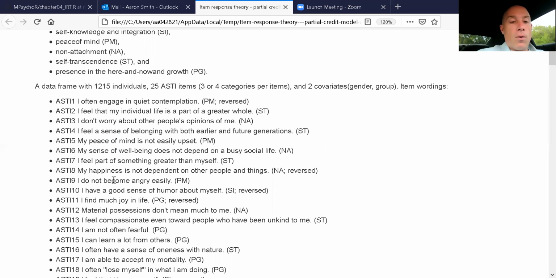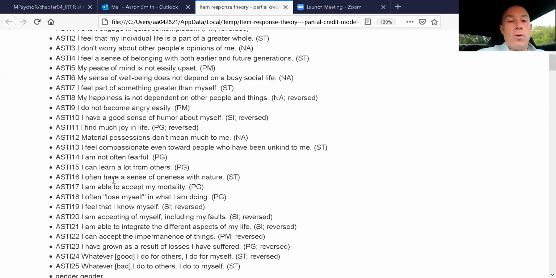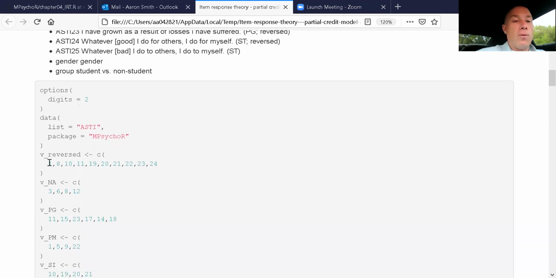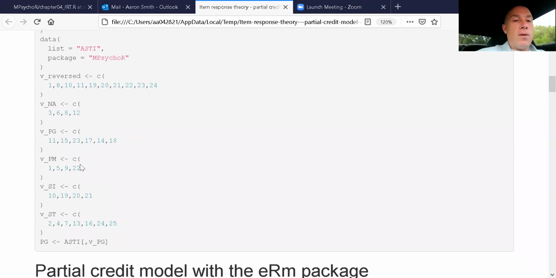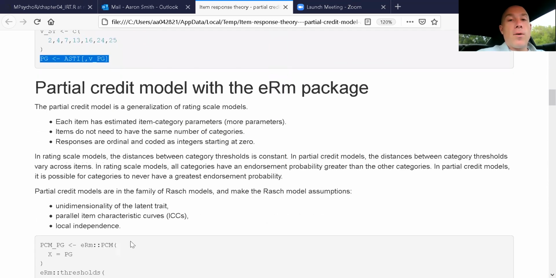So there are questions that have a reverse scaling, and those are included in this vector here. These are the reversed ones. These are the vectors that indicate which columns correspond to each of the individual dimensions. Let's look at the personal growth one for this example, because this is what the author of the textbook did. We're going to use the eRm package to fit a partial credit model.